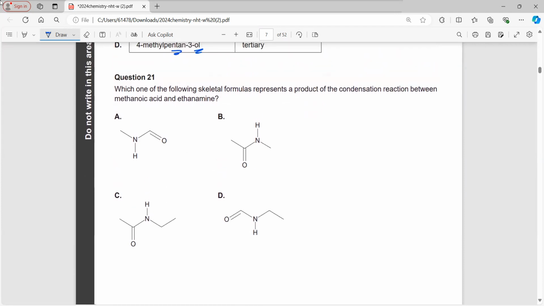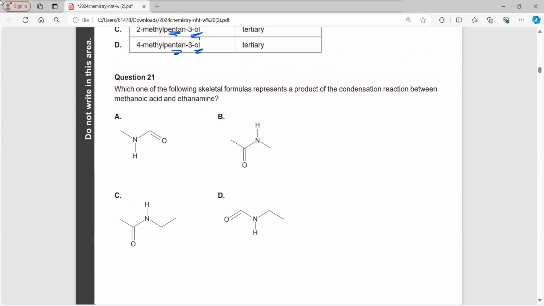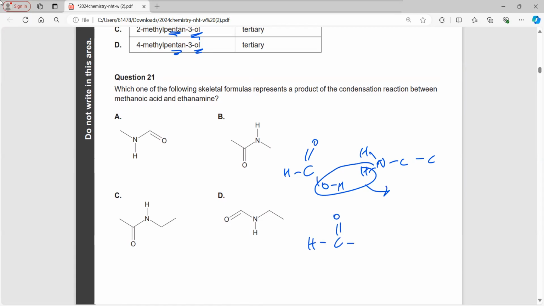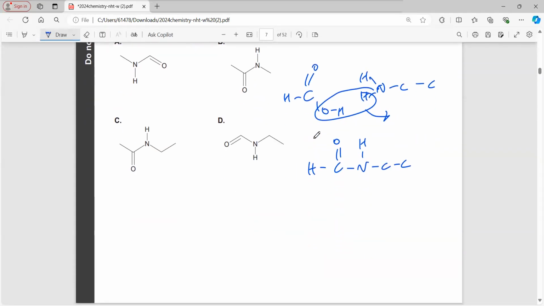Which one of the following skeletal formulas represents the product of a condensation reaction between methanoic acid and ethylamine? For this one, I think it's best if we just draw it out. Makes our life super easy. We want to get these 3 out, so that makes water, so it's going to look like this. And remember, in skeletal formulas, you don't want to have the C's there, so it's just going to look like that, then that, and then boom, boom.